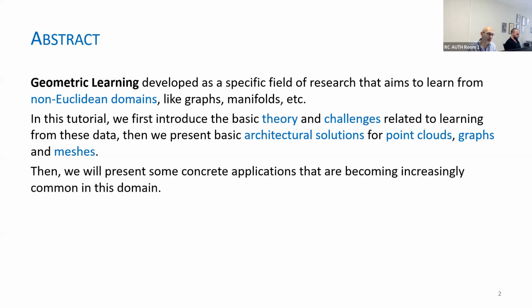I try to identify some architectures which are well known and which impose themselves as good architectures, like for imaging we have, I don't know, ResNet or LSTM. So some architectures that have been shown to be effective. In this way, I try to address point clouds, graphs, and meshes.